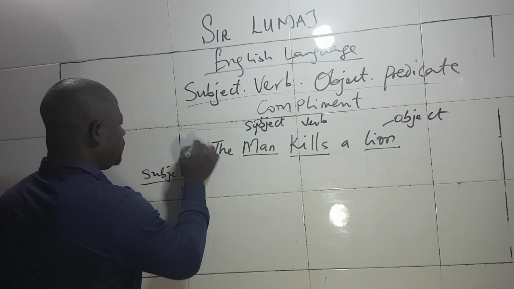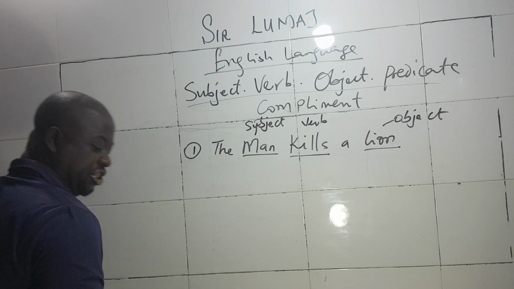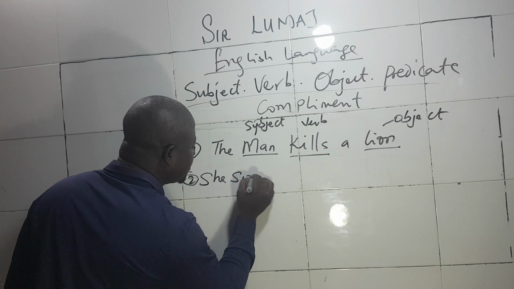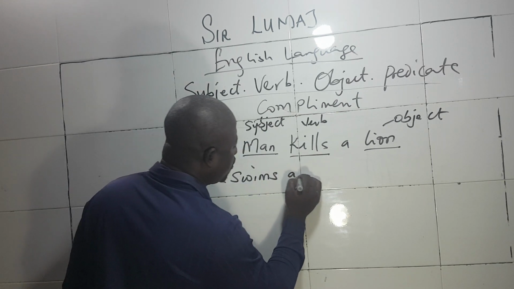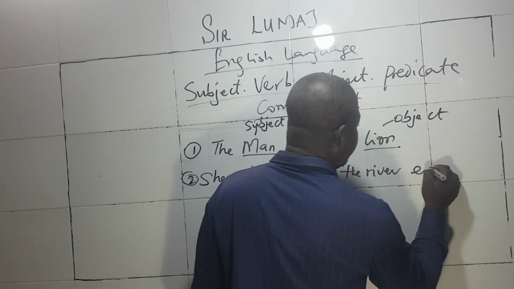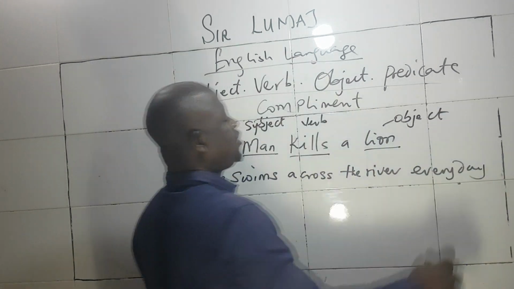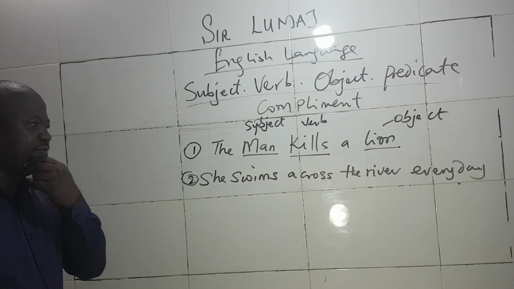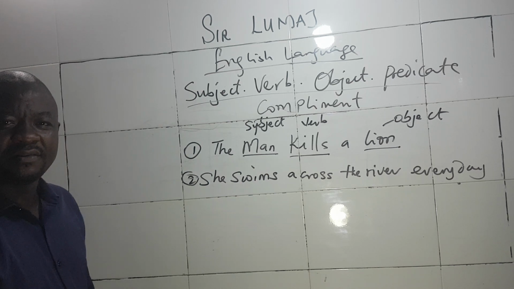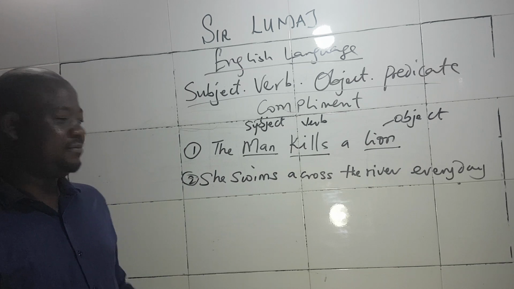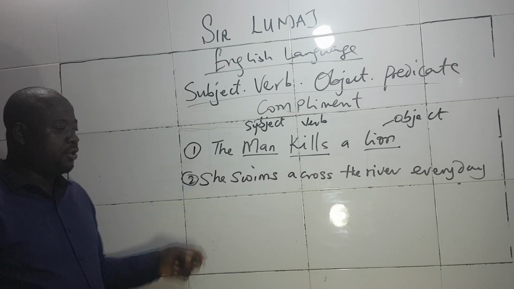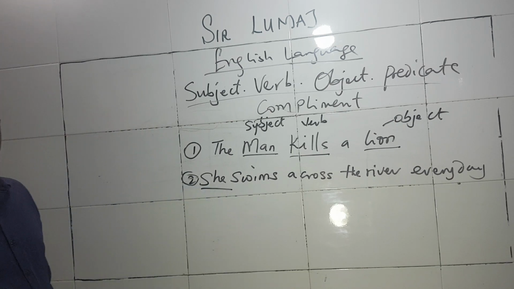Another example. She swims across the river every day. She swims across the river every day. The question is, who is performing action here? She. You can say I didn't mention any name. I've used what? Pronoun. She is the subject.